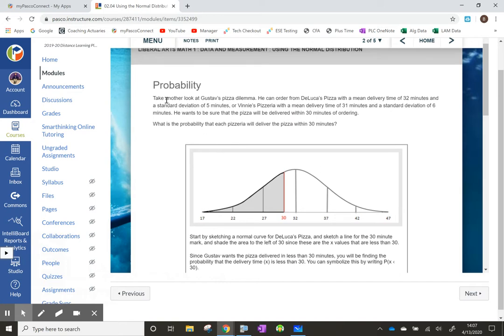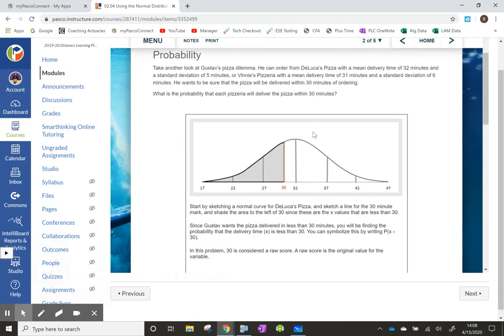So let's look at this example. Gustav's pizza dilemma. He can order from DeLuca's Pizza with a mean delivery time of 32 minutes and a standard deviation of 5 minutes, or Vinny's Pizzeria with a mean delivery time of 31 minutes and a standard deviation of 6 minutes. He wants to be sure that the pizza will be delivered within 30 minutes of ordering. What's the probability that each pizzeria will deliver the pizza within 30 minutes?